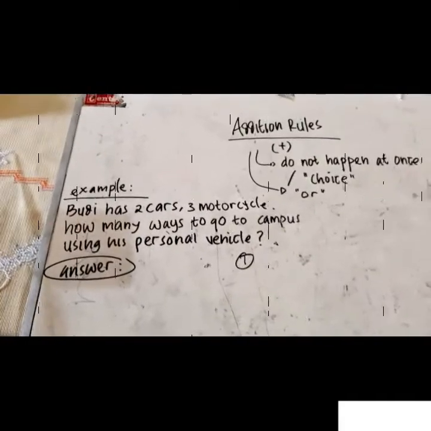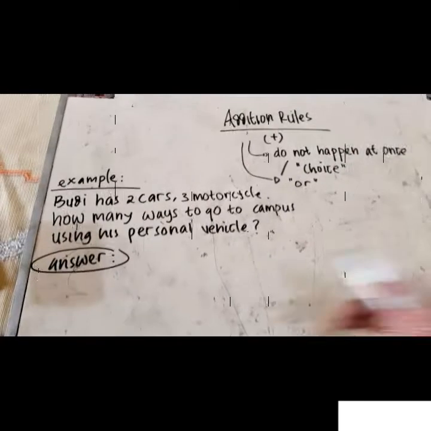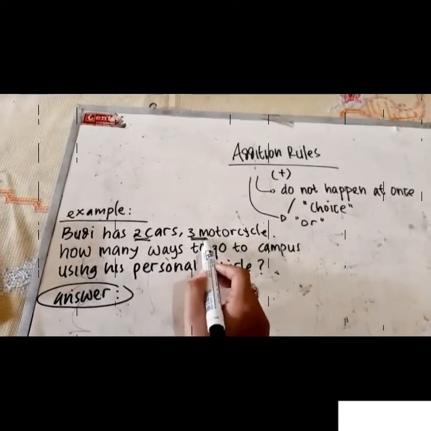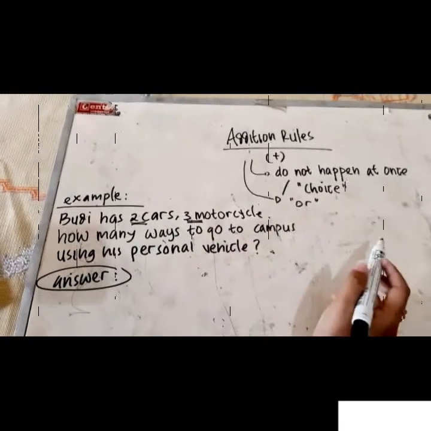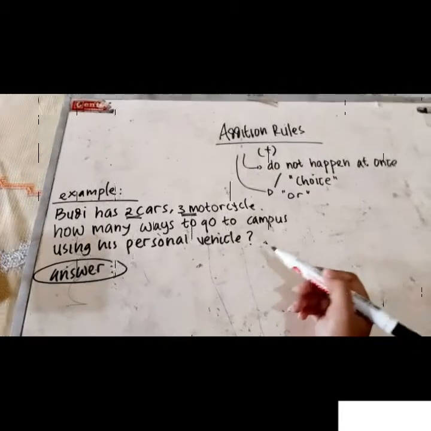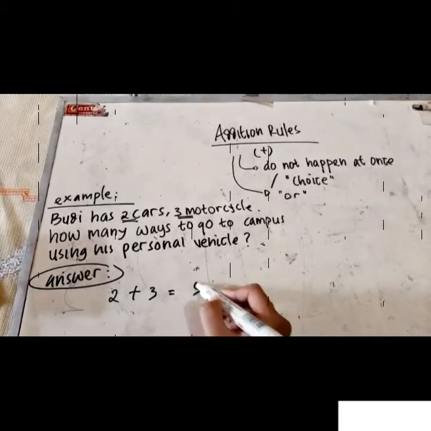Then how to solve it? Okay, the answer is 2 cars and 3 motorcycles. Like I said before, you just need to add them. 2 plus 3, so we get 5 ways.